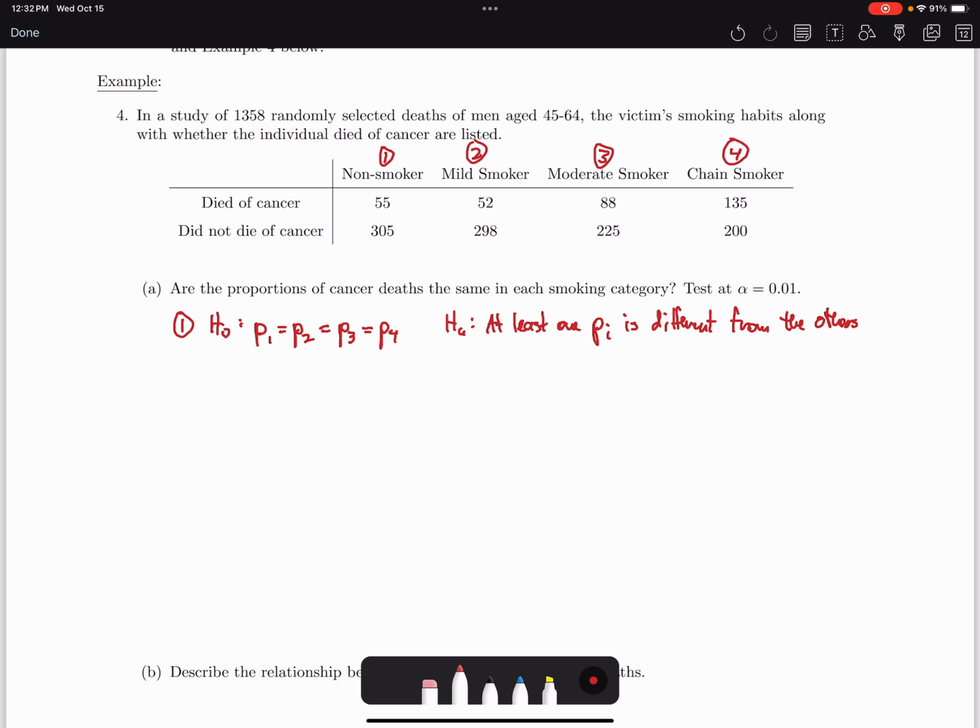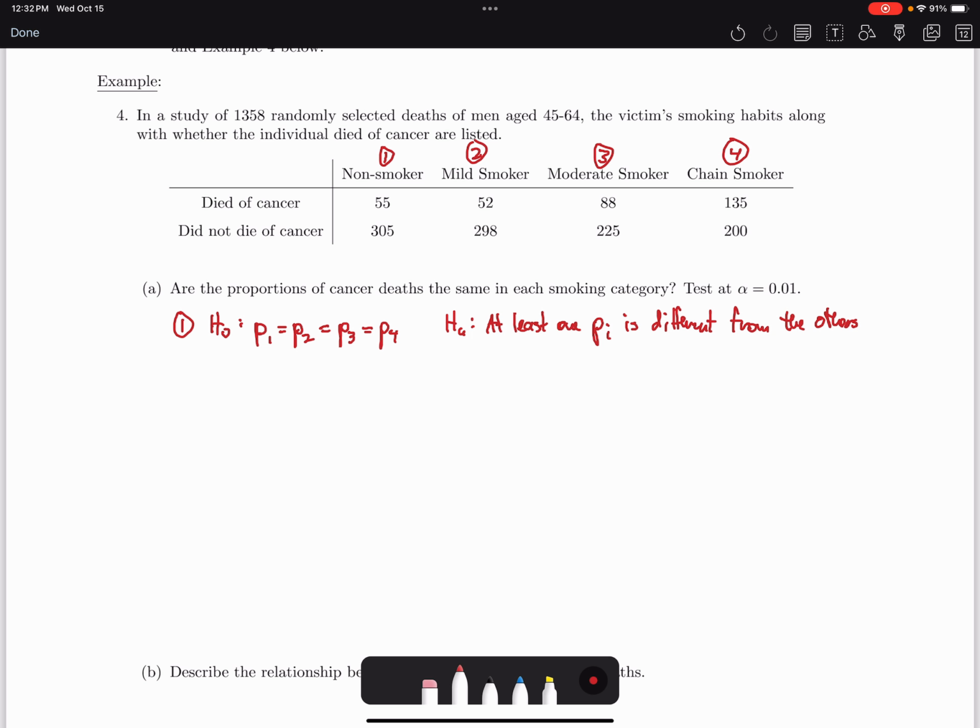Okay, here's what you should have, right? So we're going to compare 4 proportions here. The proportion of non-smokers who died of cancer, the proportion of mild smokers who died of cancer, the proportion of moderate smokers who died of cancer, and the proportion of chain smokers who died of cancer. I'm calling those groups 1, 2, 3, and 4 respectively.